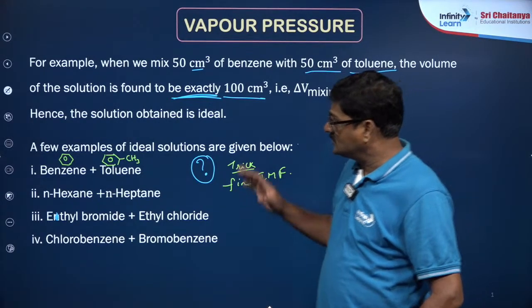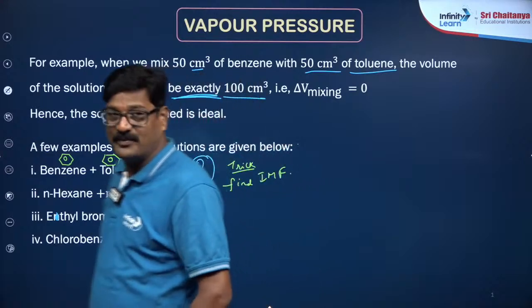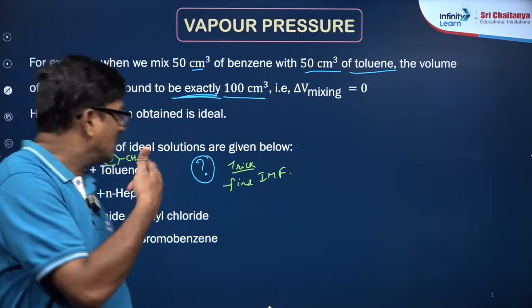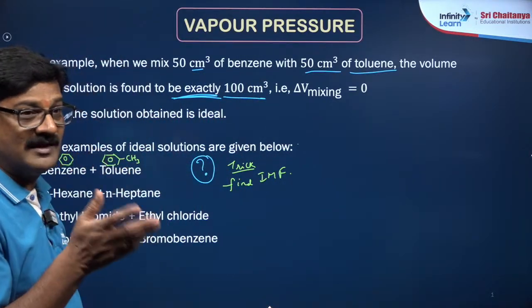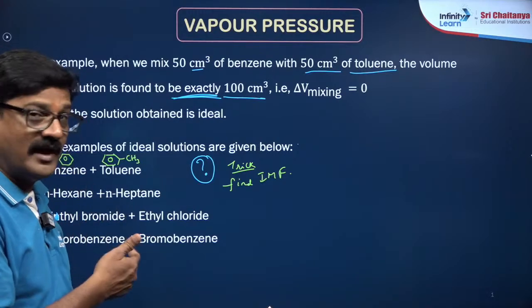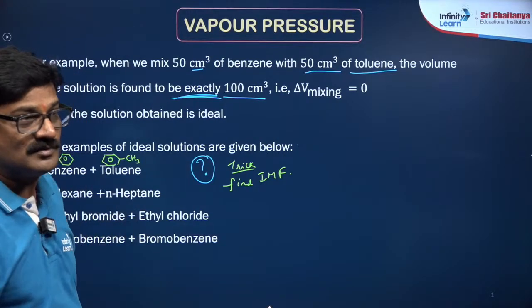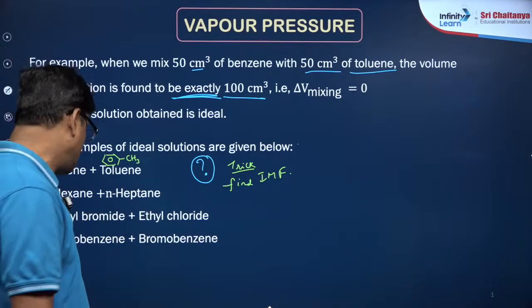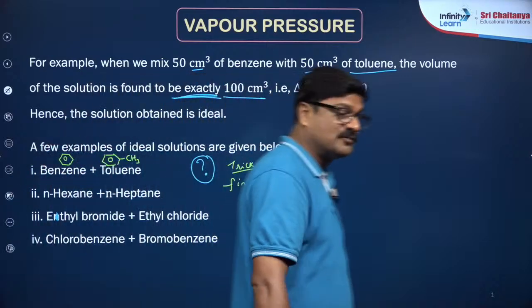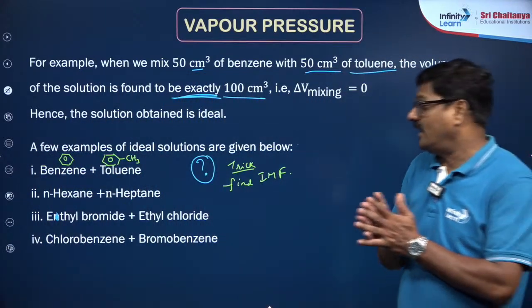Okay, beta, these are a few examples, and I have given a trick to understand intermolecular forces and to find ideal solutions or non-ideal solutions, right? So, any solution which follows that graph that we discussed is going to be an ideal solution.